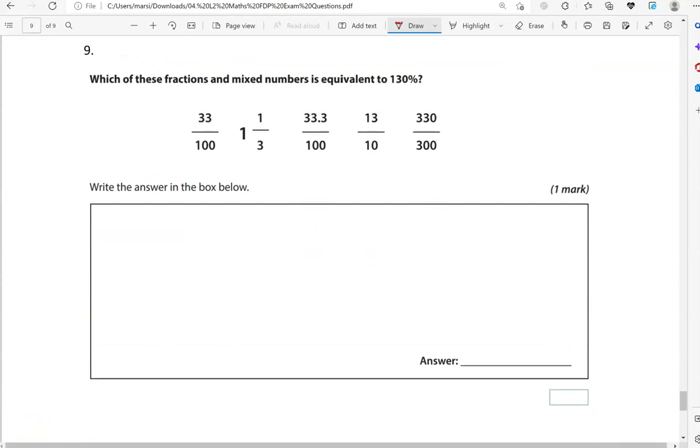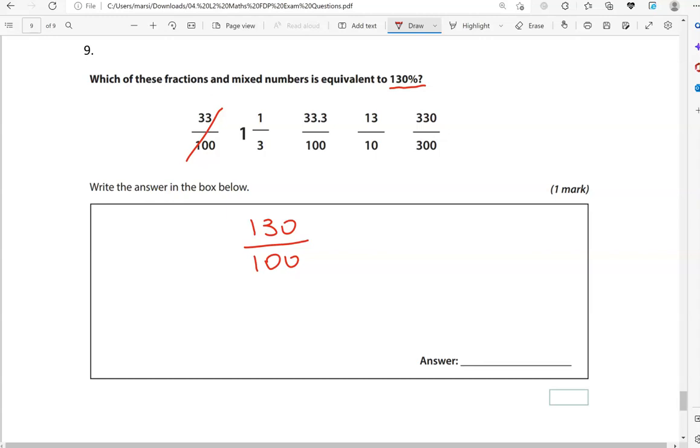Which of these fractions and mixed numbers is equivalent to 130%? So 130%, that is 130 out of 100, because percent means out of 100. So which of these is the same, or equivalent, I should be saying? Let's look at them in turn. So 33 out of 100, that is not the same as 130 out of 100. This is much less. Looking at the second one, 1 and 1/3.